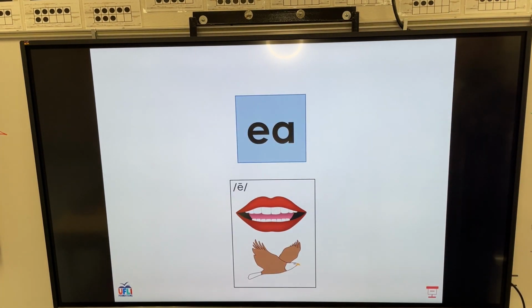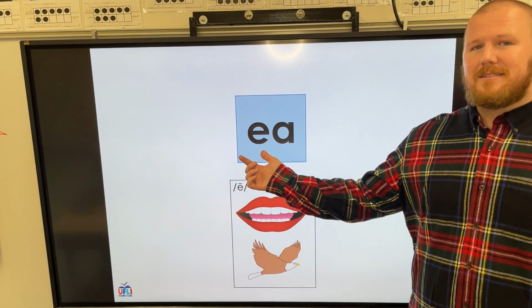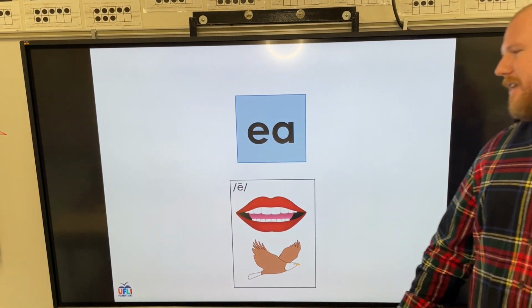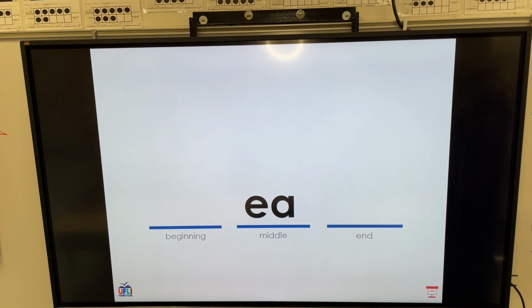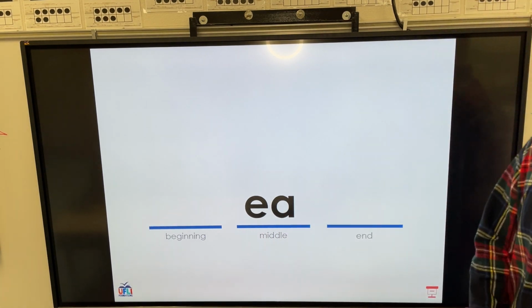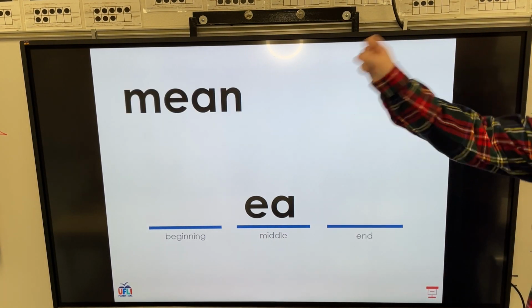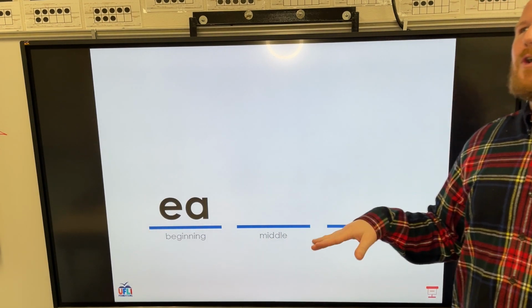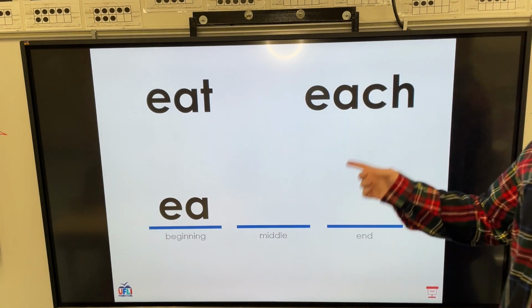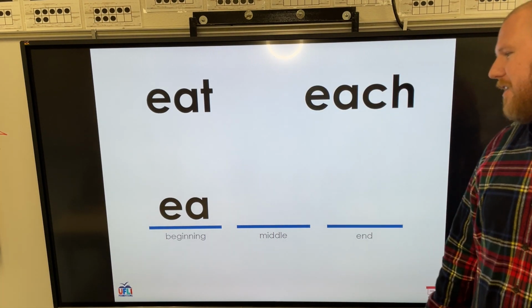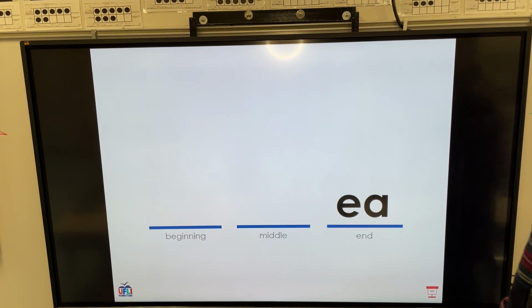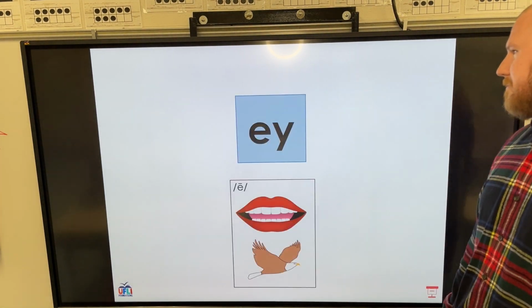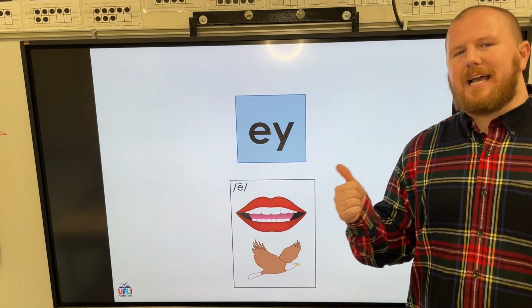Okay, good. Now, EA. Different spelling, same sound. Long E. So let's look at what examples they have. I already have one in my head. In the middle of the word mean, team, like vowel team. It could be at the beginning like eagle. Let's see if they, eat. Eat and each. Well, eagle has it at the beginning of it also. Good. And it could be at the end like the word tea and flee. Good. Awesome. EY. This is going to be the last one that we talk about today.